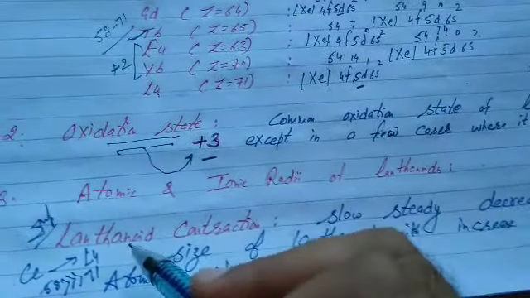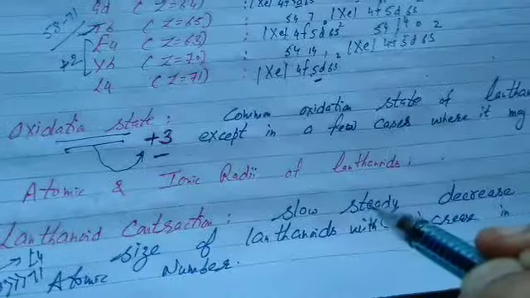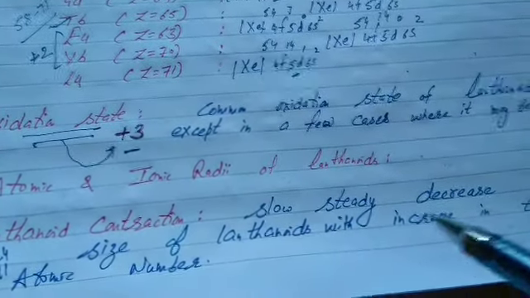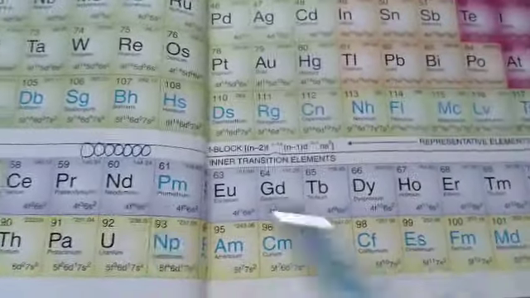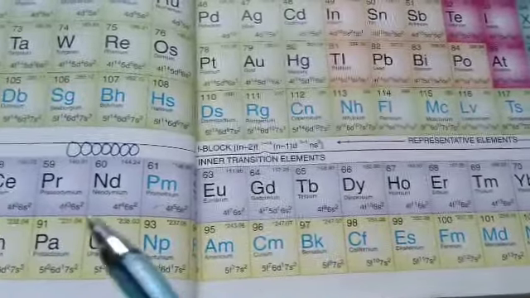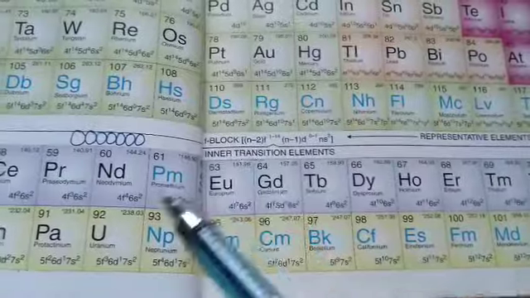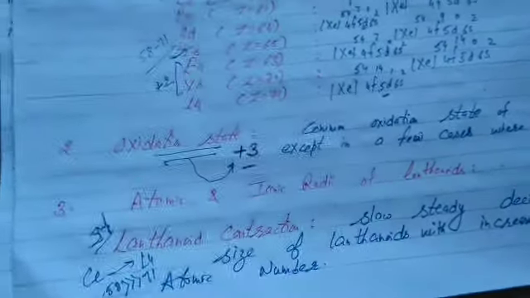The answer is within the term lanthanoid contraction. Slow steady decrease, slow means gradual, steady means regular. Slow steady decrease in the size of lanthanoids with increase in their atomic number. It is called lanthanoid contraction. Again, these are the lanthanoids, cerium to lutetium. When we move from 58 to 71, their atomic and ionic radii decrease. This is called lanthanoid contraction.